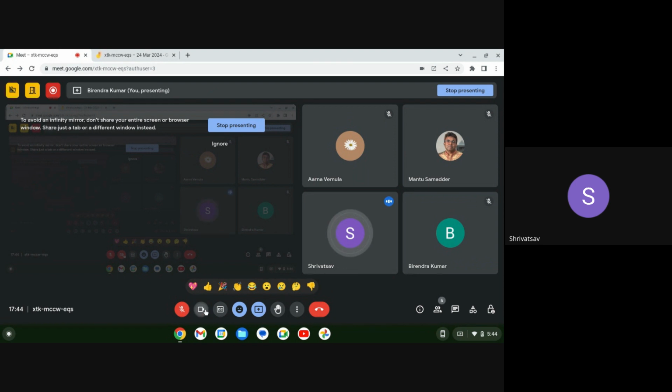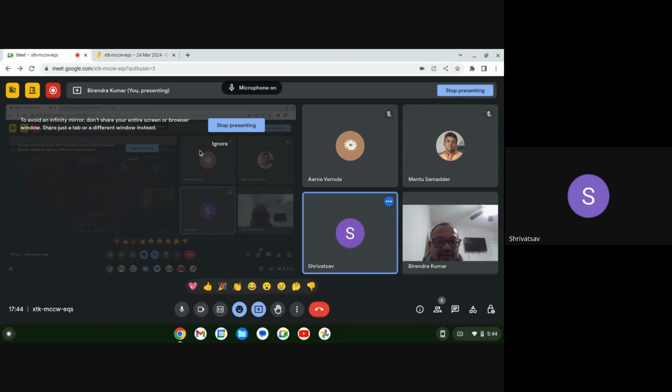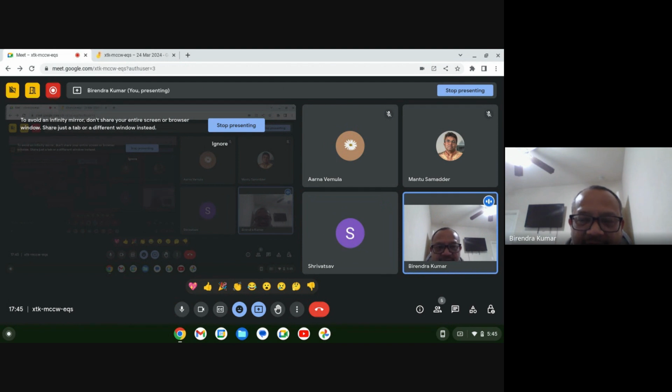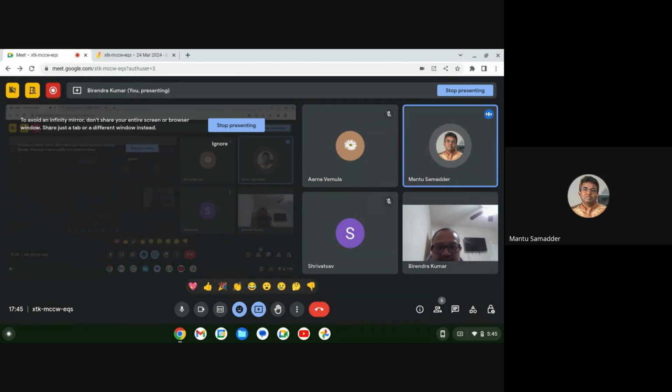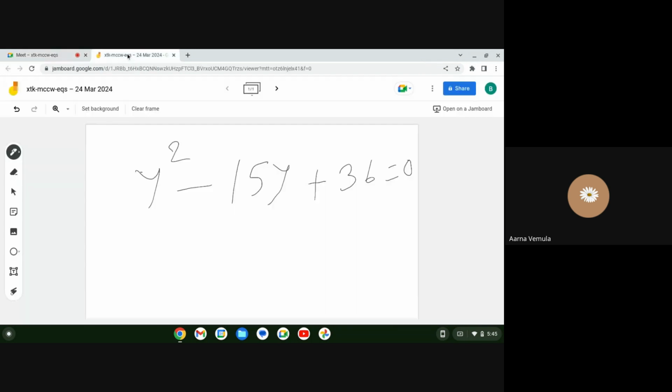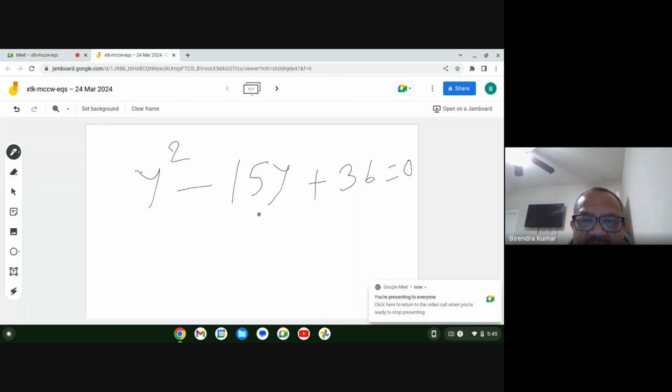I got it. You got it? Okay. Arna and Mitran also, how about you guys? I'm still solving. Can you go back to the question? Okay, this is the question. y square minus 15y plus 36 equals 0.